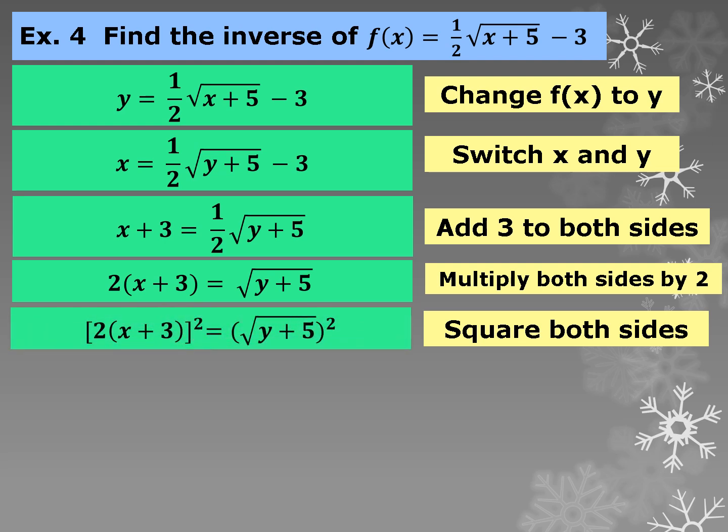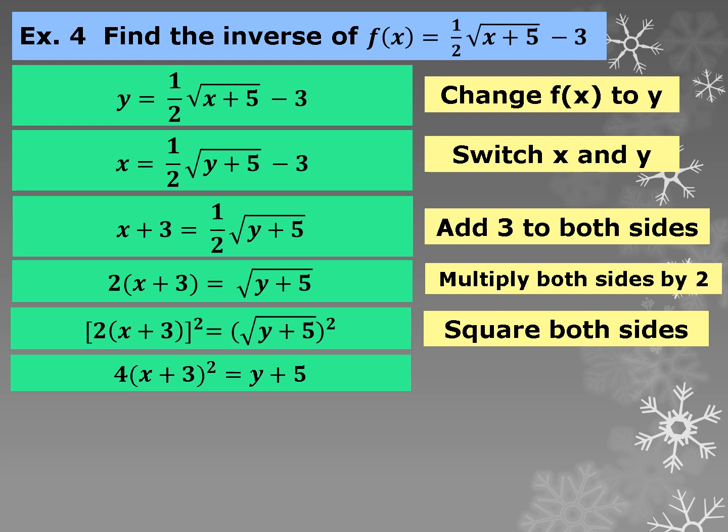So I squared both sides. So remember, that's going to be 2 squared times x plus 3 squared. So that's going to be 4 times x plus 3 squared. Now, you're probably thinking, well, do I need to multiply that out? What form do I leave it in?